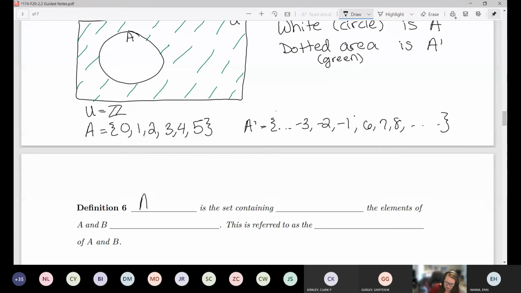We have something that looks like this. A kind of U symbol, B. There we go. So this is the set containing all the elements of A and B together. So everything in A and everything in B, and this is going to be referred to as the union of A and B. I would read this symbol as A union B.